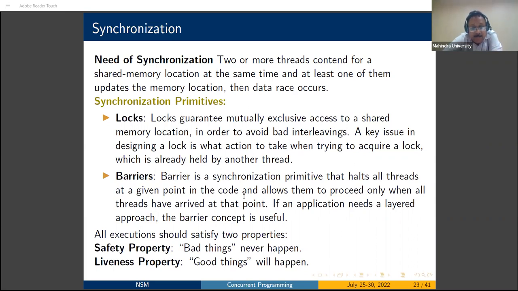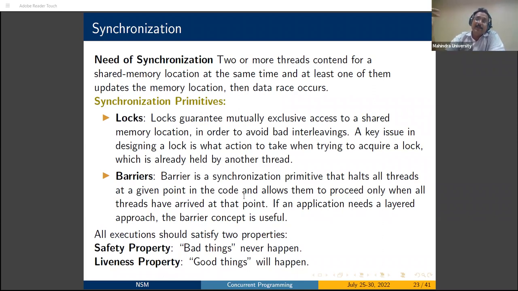Safety property is bad things never happen. First of all, any concurrent program should satisfy the safety property. Okay. Next, liveness property. Actually, we are going to write multi-thread code.